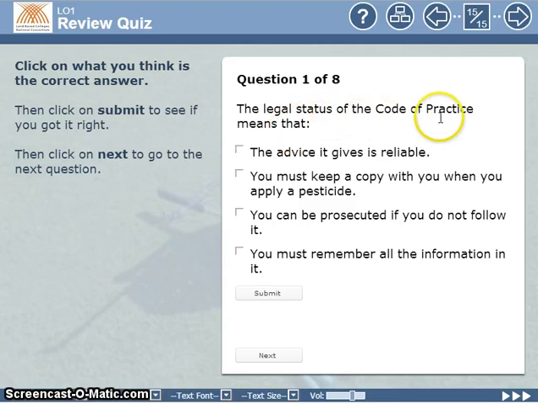Legal status of the Code of Practice means that the advice it gives is reliable. You must keep a copy with you when you apply a pesticide. You can be prosecuted if you do not follow it. You must remember all the information in it. So I'm just going to go for you can be prosecuted.